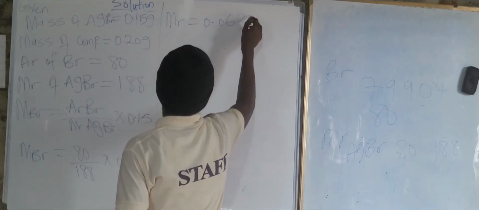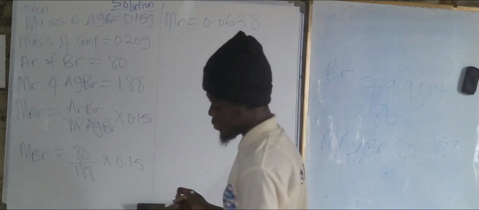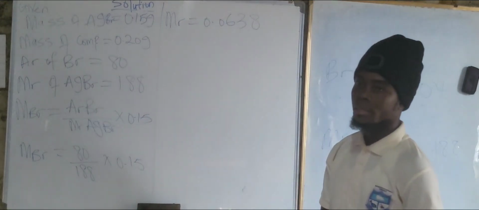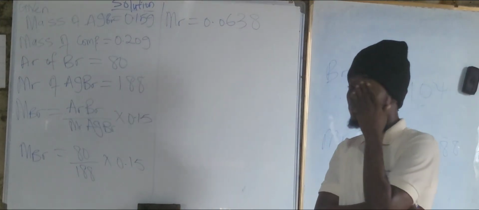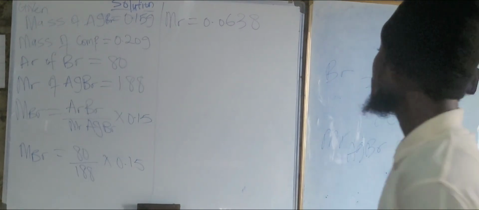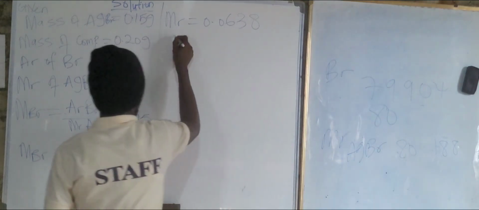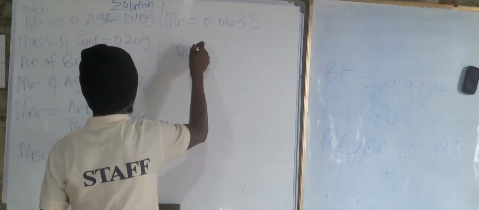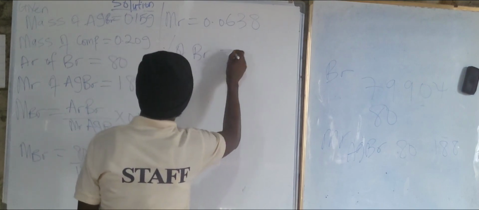0.0638, right? Yes, sir. Do we have to find this? No. What do we have to find here, from the question? Percentage of bromine, right? So how can I have the percentage of bromine here? Percentage of bromine is equal to what our question asks, right?